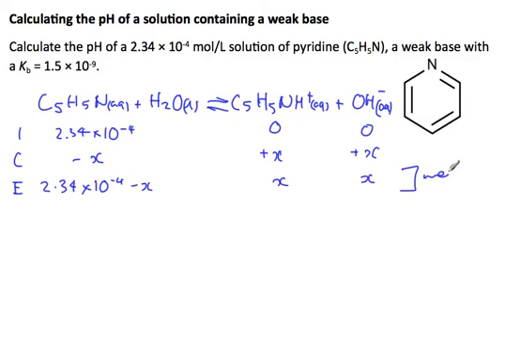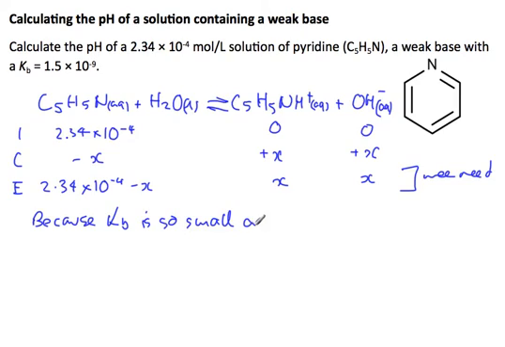This is what we need because we want to write a KB expression. Before we do that though, we can quickly check our initial concentration, 2.34 times 10 to the minus 4, and our KB, 1.5 times 10 to the minus 9. That's clearly going to follow the 100 rule. So we can make our assumption. We'll do that first because KB is so small.